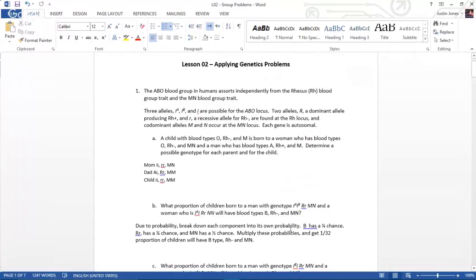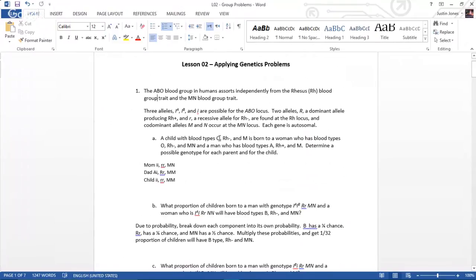question is asking for is if a child has such and such phenotype, and the mom and the dad also have a particular phenotype, what are the actual genotypes for them? And so, like if we come here to A, it's not really a guess and check, but you just kind of figure it out.